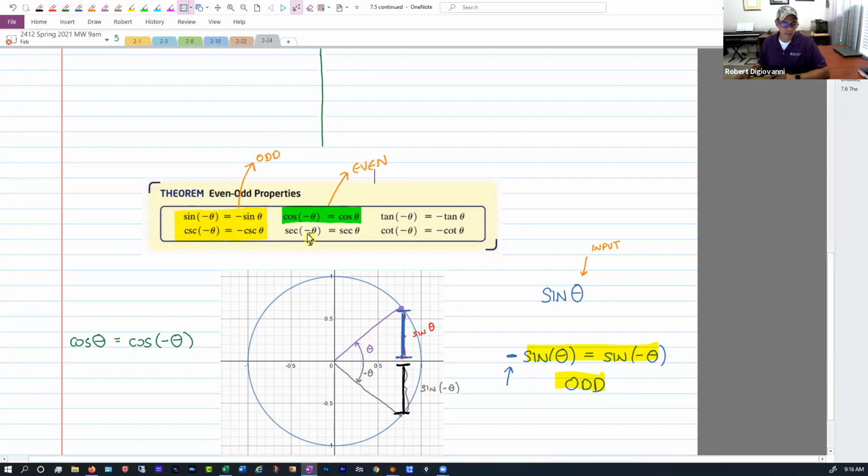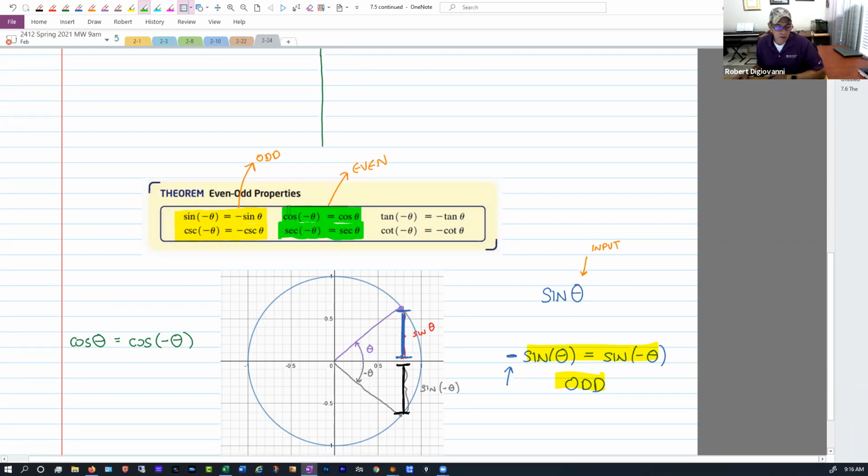Now, what do you think about secant? It's just the reciprocal of cosine, right? So it should also be what? Even. Even. Okay. So the green is even, the yellow is odd.